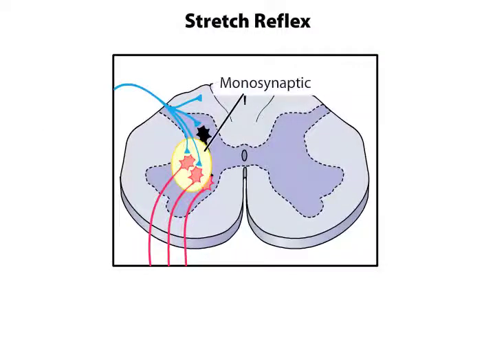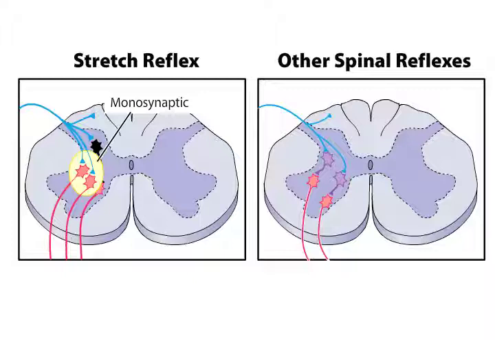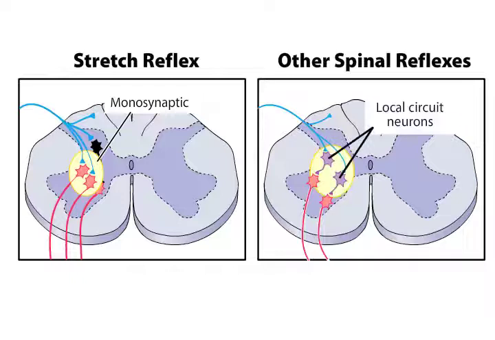The monosynaptic pathway from the spindle to the alpha motor neuron is unusual. Most sensory neurons from the periphery do not contact the lower motor neuron directly, but instead exert their effects through local circuit neurons.